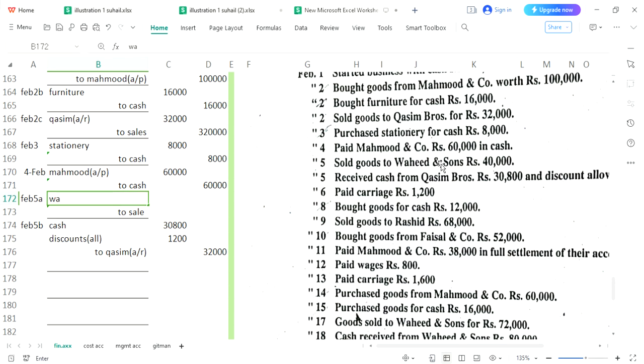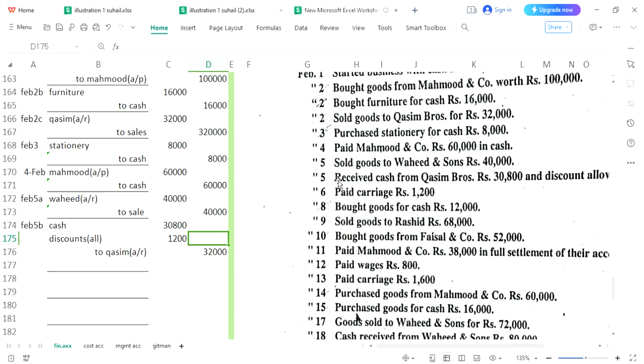So we will mention the name of Wahid on the debit side, as Wahid is our account receivable, and account receivables are assets. Assets should be mentioned on the debit side. So we have written the name of Wahid on the debit side, February 5A. How much worth of goods have we sold to him? It is 40,000. Just put 40,000 on the debit side and put 40,000 on the credit side as well. This way the missed or skipped entry 5th A has been completed.